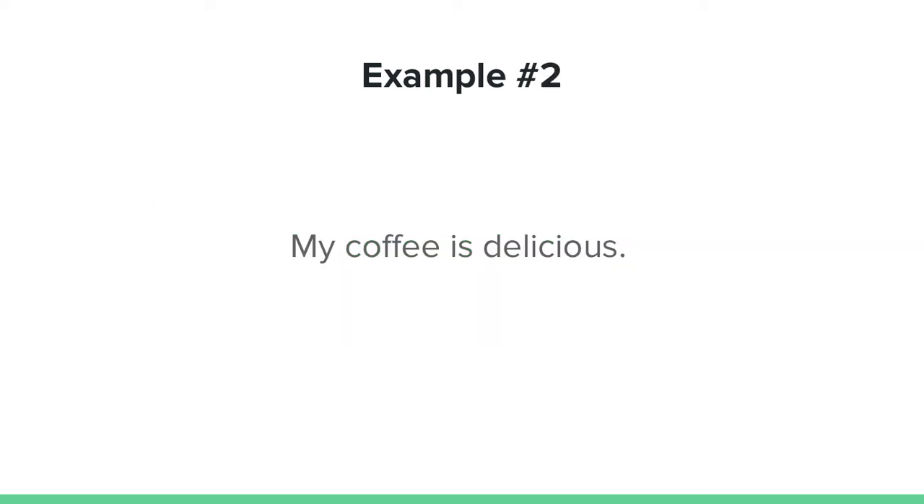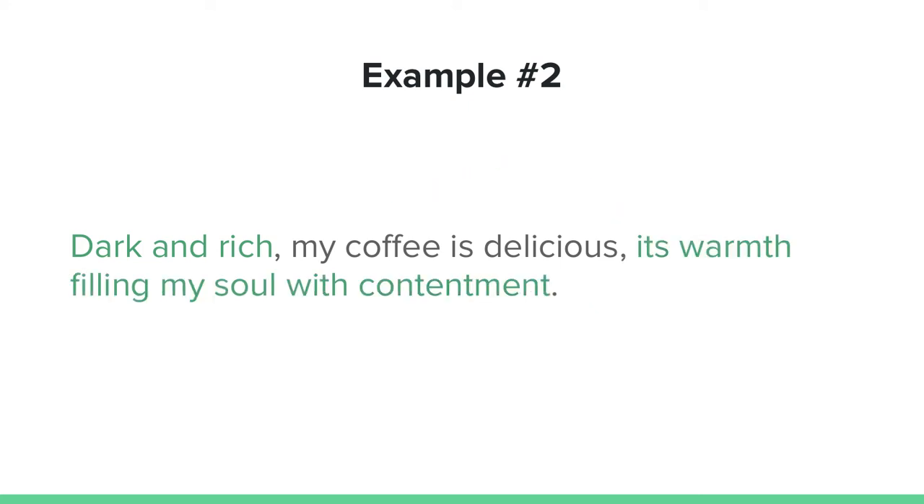Let's look at a new one. Base clause, my coffee is delicious. Again, we've only got one noun in this sentence to modify. So let's start, in this case, with a left-branching modifier. Adjectives again. Dark and rich, my coffee is delicious. So now, let's add another modifier. This time, let's add it at the end, but we're still going to be modifying coffee.